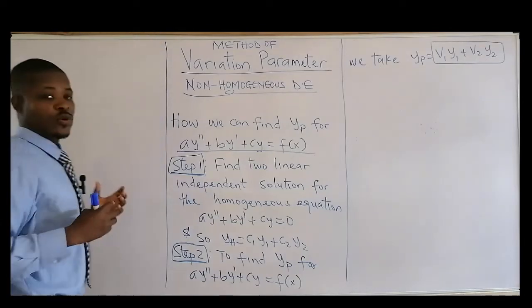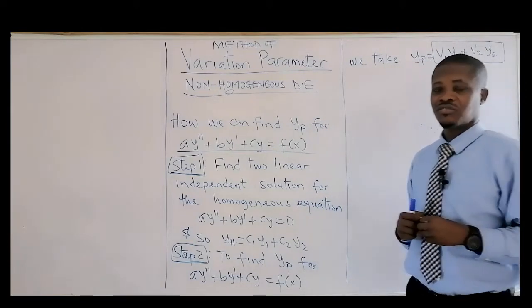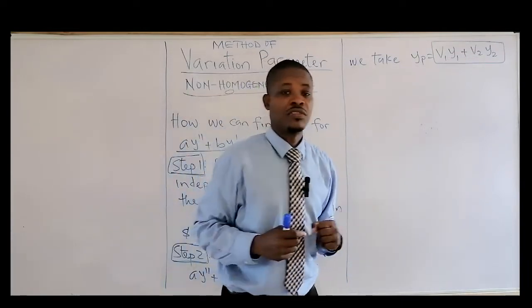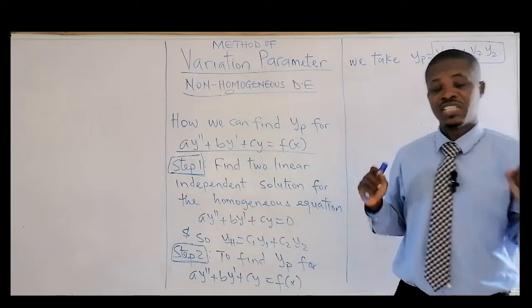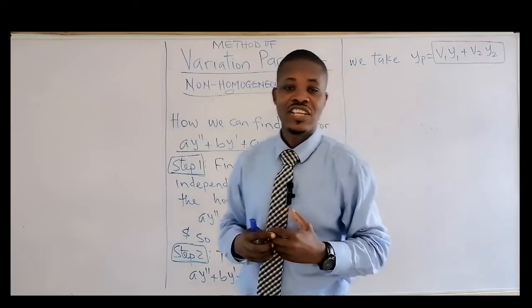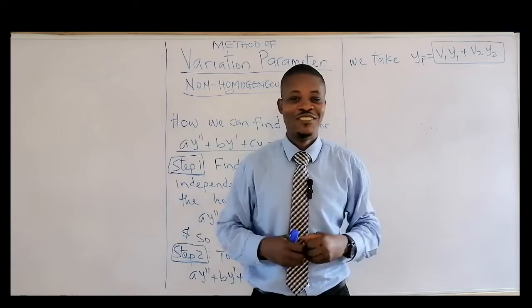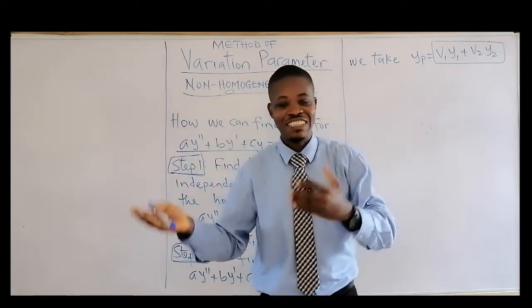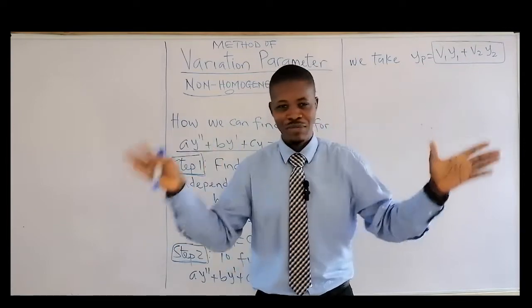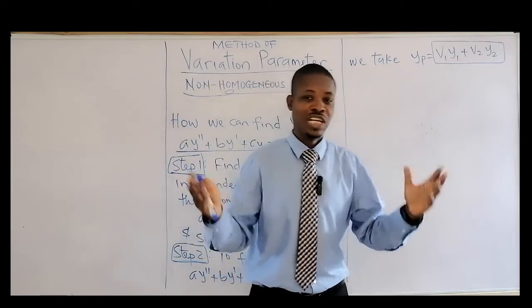Yeah, we are looking at the method of variation of parameters to find the particular solution for a non-homogeneous differential equation. In the last video, we discussed undetermined coefficients to find the particular solution for sine, cosine, polynomial functions, or multiples of them. So we used undetermined coefficients to do that.